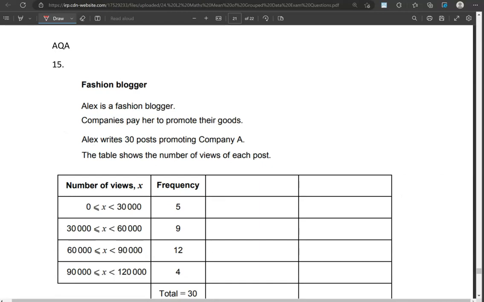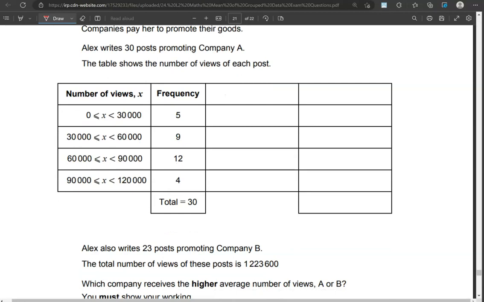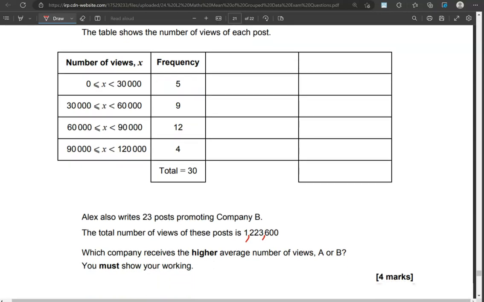Alex is a fashion blogger. Companies pay her to promote their goods. Alex writes 30 posts promoting Company A. The table shows the number of views of each post. Alex also writes 23 posts promoting Company B. The total number of views of this post is 1,223,600. Which company receives the higher average number of views, A or B? You must show your working.